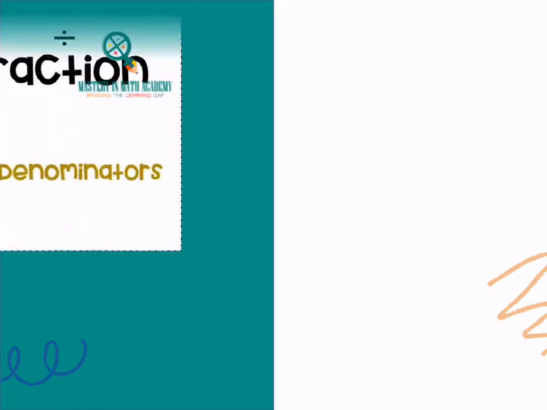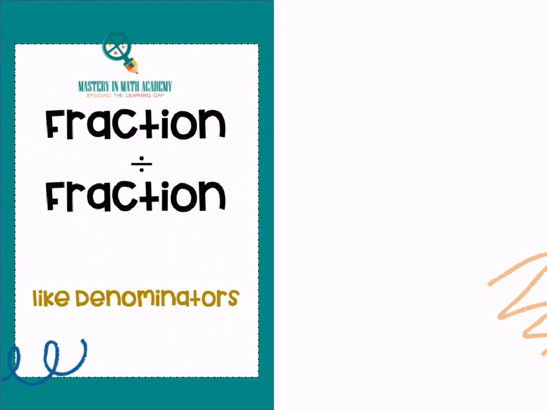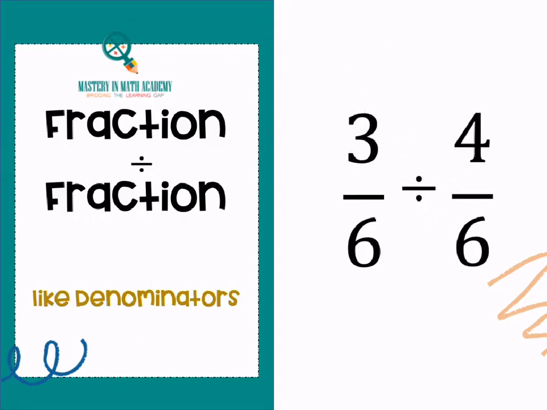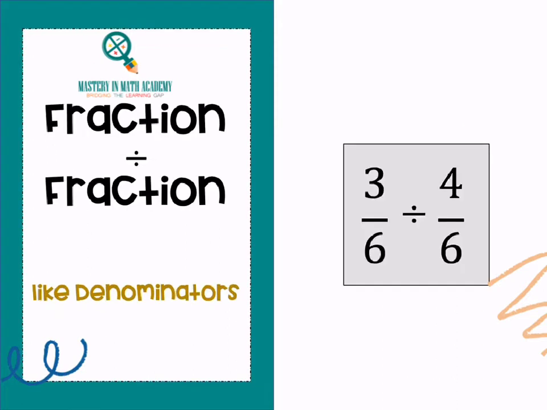As mentioned, the first thing we are going to talk about is fraction divided by fraction. And we are going to look at like denominators. In our previous lessons, we mentioned that like denominators is the same thing as having the same denominator. So let's look at an example. You have 3/6 divided by 4/6.